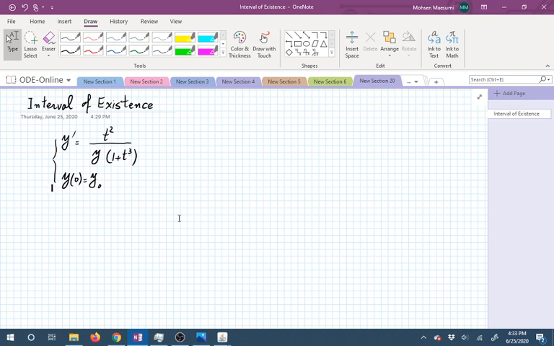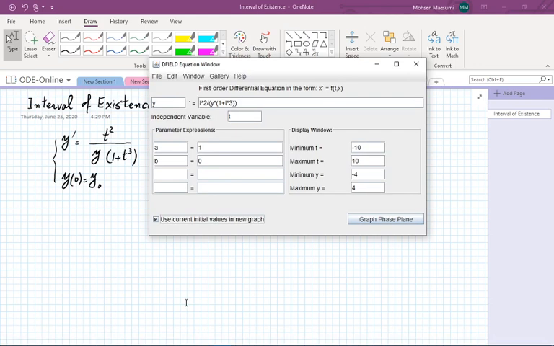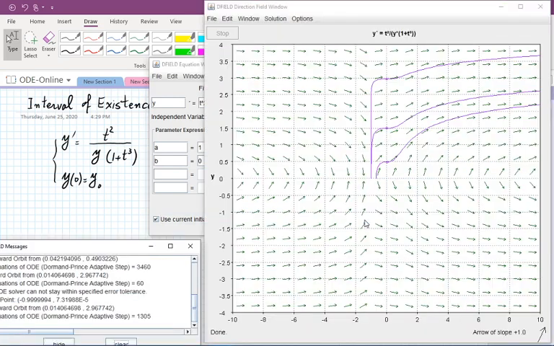It's rather complicated. Let's see what dfield tells us. That's my equation. I wrote t squared over y times 1 plus t cubed, and I do graphing of the phase plane. Here are some solutions that I've already clicked on. So y0 is almost 1, and here is 1.5, and here is almost 3. You notice that they don't go past minus 1 definitely, so all these solutions are going all the way to plus infinity.